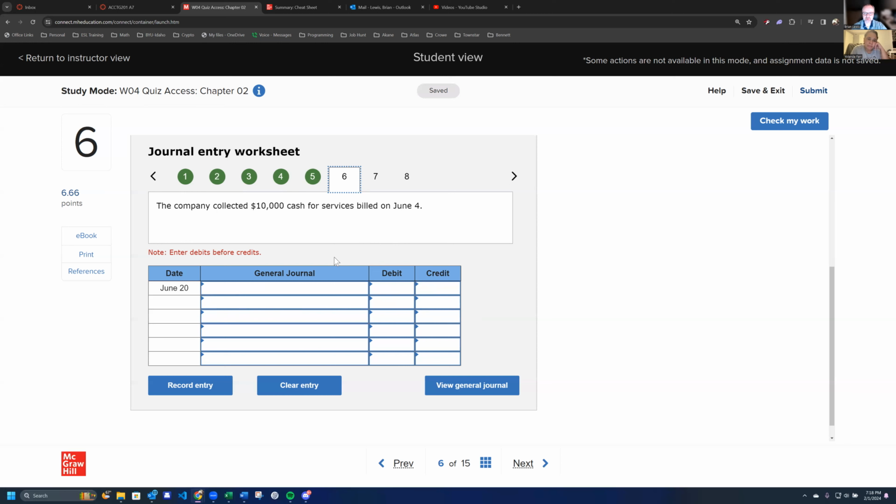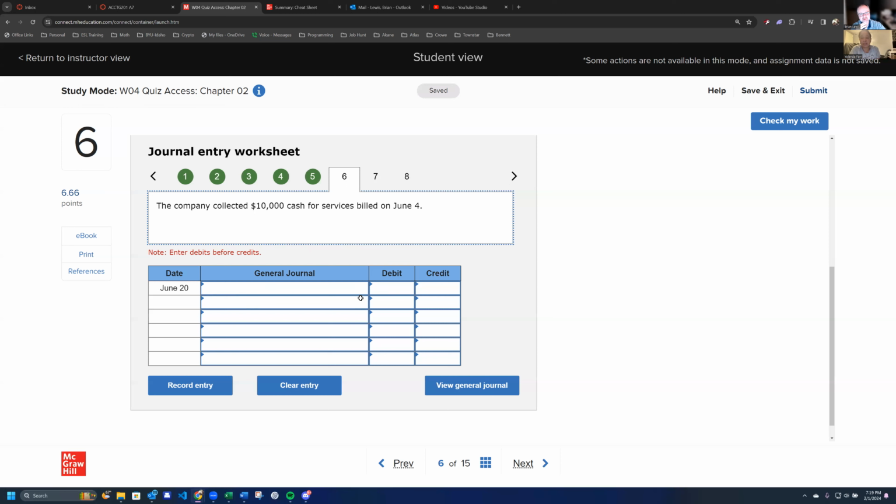Okay. So now number six, the company collected, this is important, $10,000 cash for the services billed on June 4th. So you billed it. Now the question is, you got paid. What's the journal entry for that? It's the accounts receivable. Definitely. Yes, accounts receivable is there. In this case, it was debited in the accounts receivable.